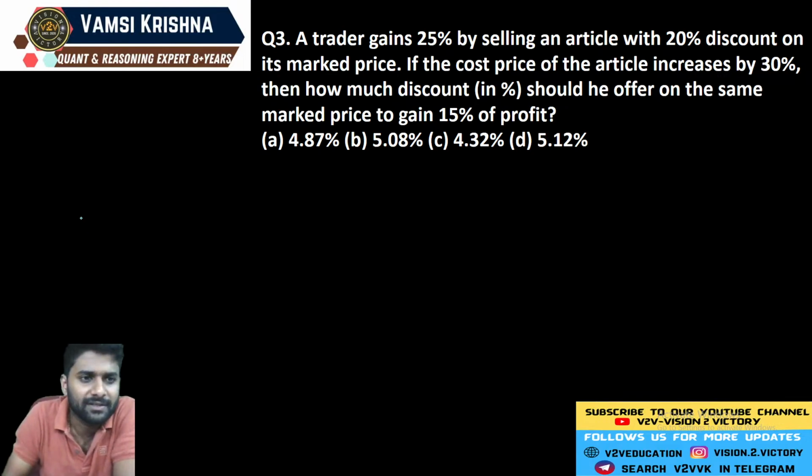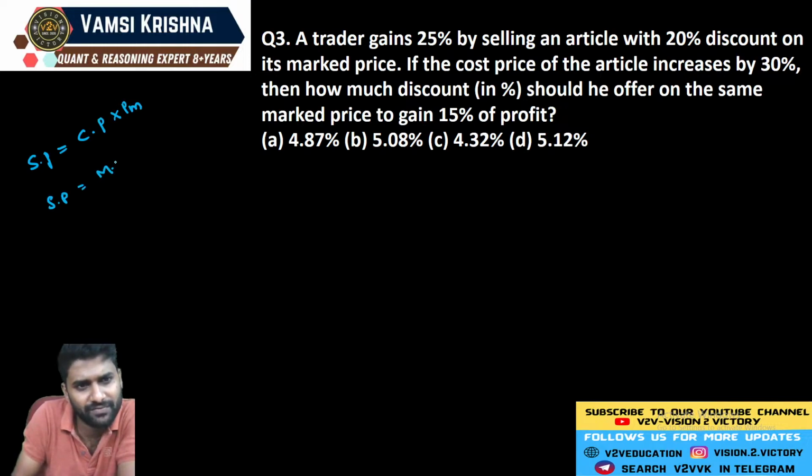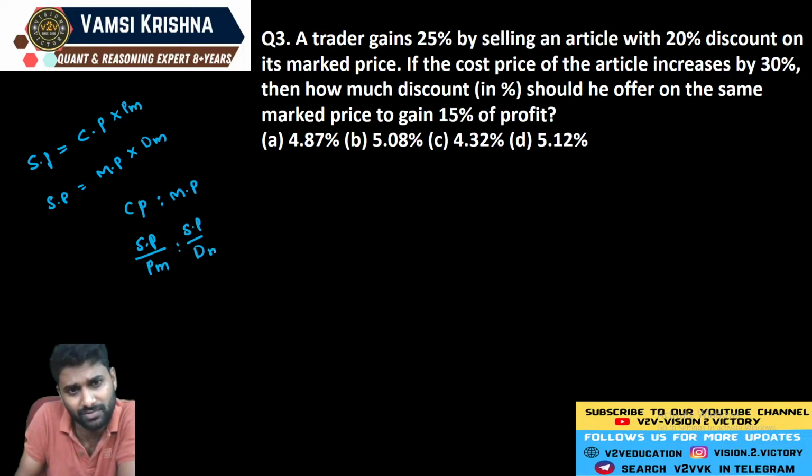Now let me tell you one point here. Selling price is calculated based on two different pieces of information: based on the cost price, which is multiplied by the profit multiplier, and based on the market price, which is multiplied by the discount multiplier. Here the ratio of cost price to market price: cost price is equal to selling price divided by profit multiplier, and market price is selling price divided by discount multiplier. If you cancel, the ratio of cost price to market price is exactly equal to discount multiplier and profit multiplier. Remember this concept.